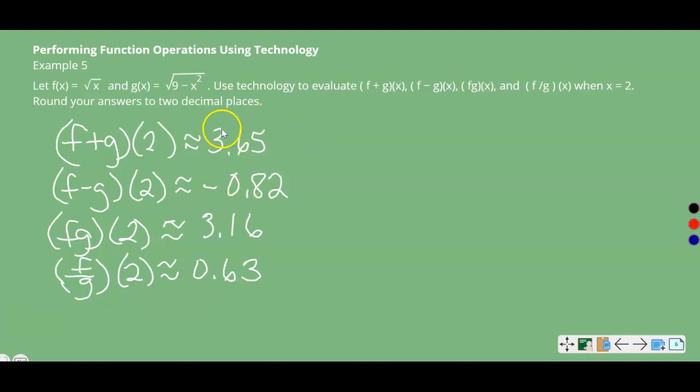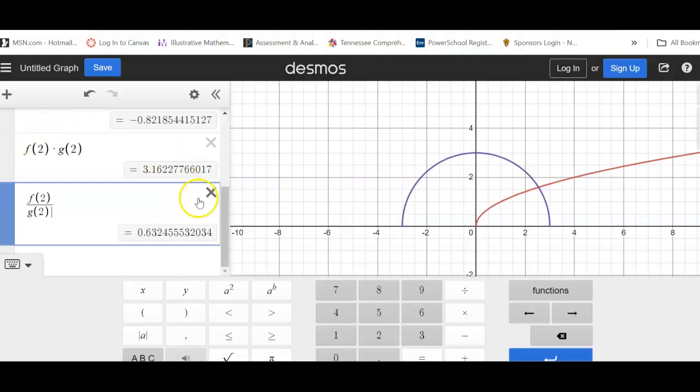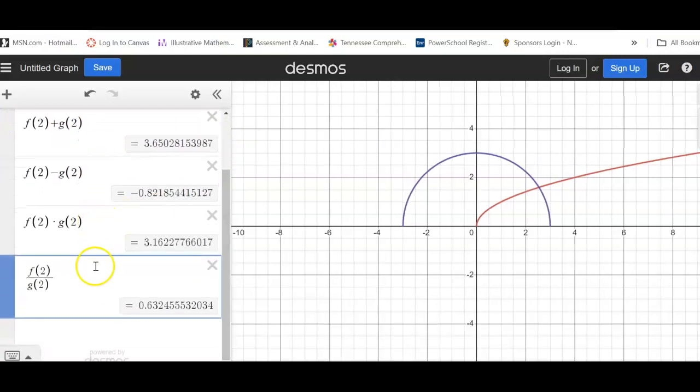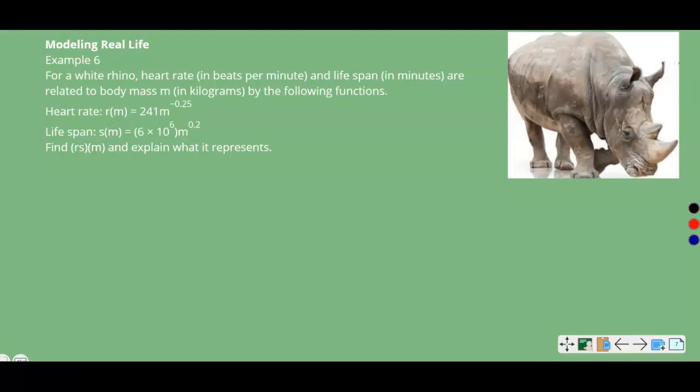So we used technology to find all of those. And again, there may be a way in the TI-84. I have not played around with that, but I do know Desmos makes it very easy because you can type the name of the function in. And since we typed in f of x and g of x, then it allows you to do all of those function operations very quickly and easily.